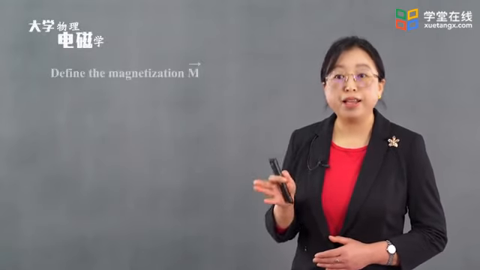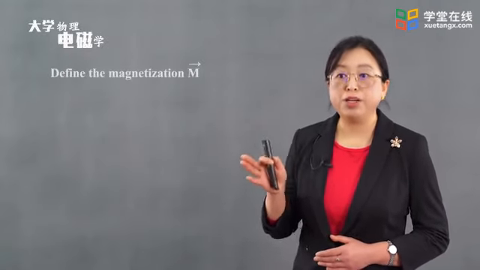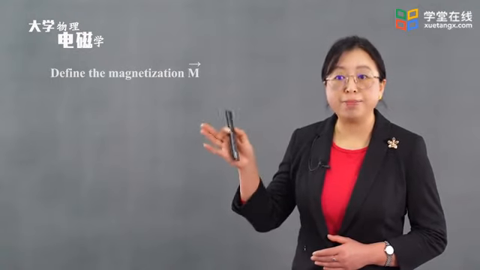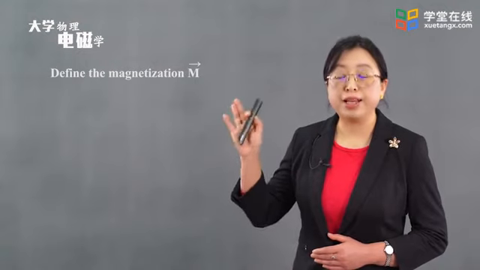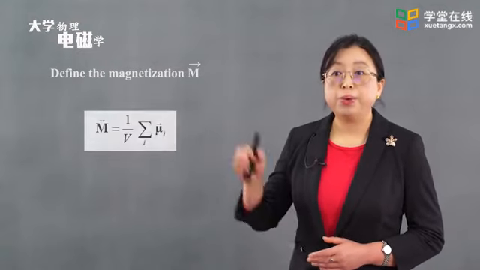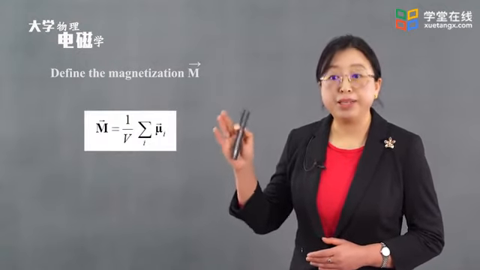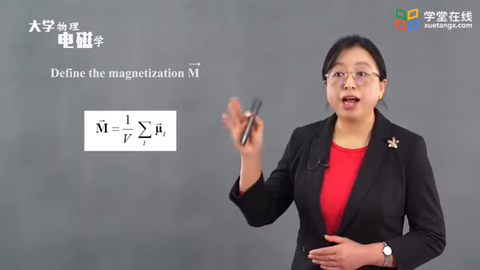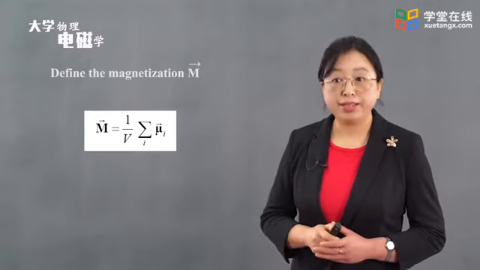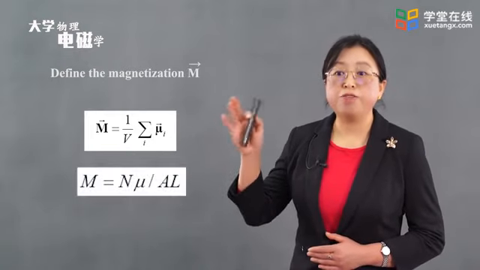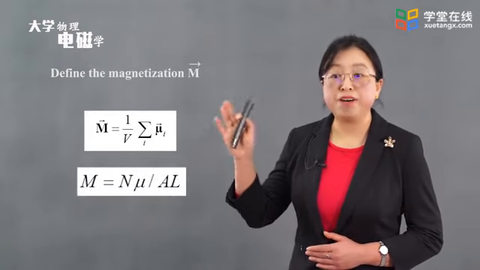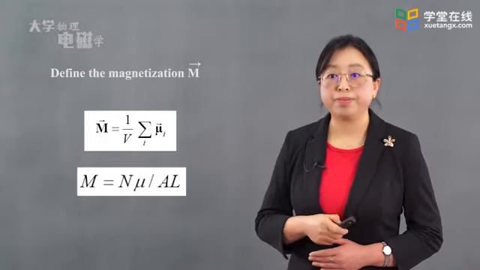First, we define the magnetization vector M to be the total magnetic dipole moment vector per unit volume, as expressed by this equation, where V is the volume of the material, that is A times L. In this case, all dipoles are aligned, so the magnitude of M is n mu divided by AL.